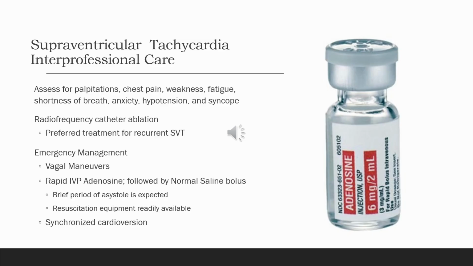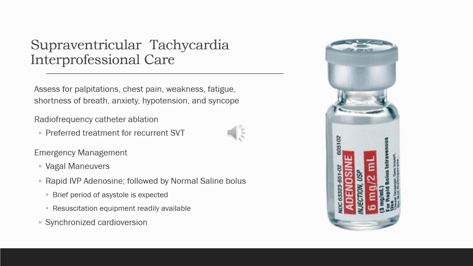And here we use IV adenosine. This medication acts as a reset button for the heart. Adenosine is given as a rapid IV push, and it's immediately followed by a normal saline bolus to ensure that it reaches the heart very quickly. When we give this medication, you need to warn patients in advance that they may feel a moment of heaviness in their chest, or they may get short of breath. A lot of times patients have said they felt like they got kicked by a mule.